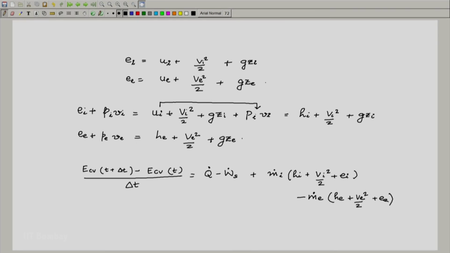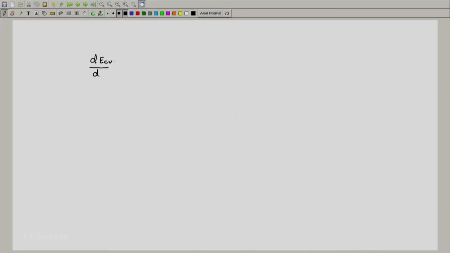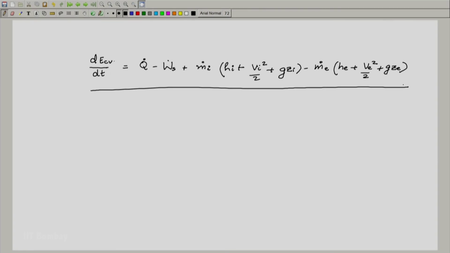So, we have taken delta T on the left side, and we know now what to do. As delta T tends to 0, the left hand side can be taken as the derivative of the energy of the control volume as a function of time. So, we will write that in the next expression. So, this is our final expression for the first law of an open system. Thank you.